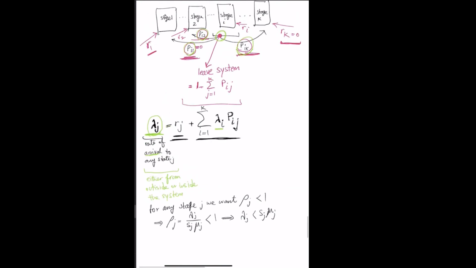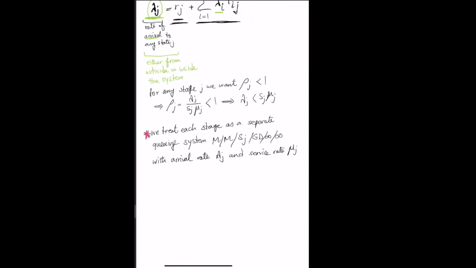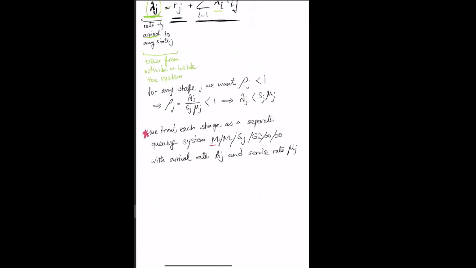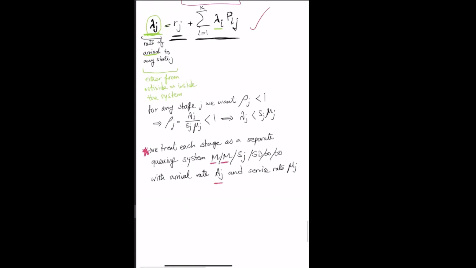So here in this scenario, also we are going to treat each one of these stages as a separate queuing system. And this queuing system will be M/M/sj/GD/infinity/infinity, with arrival rate lambda j that we just calculated, and service rate mu j. So this is very important for you guys, so basically that's the conclusion of everything. So if arrival rates have exponential distributions, service rates have exponential distributions, and again, the waiting times for each stage has infinite capacity, we can treat each one of these stages as a separate queuing system with rate lambda j, where we learn how to calculate lambda j, and with the service rate mu j.